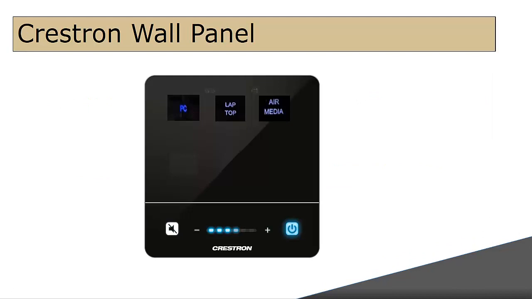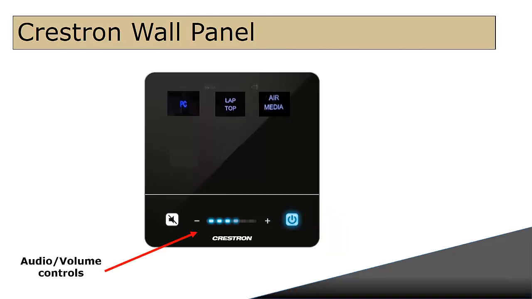Let's discuss the elements and navigation of the Crestron wall panel you will find in each recently updated classroom. The wall panel is motion and touch activated. The power button is located in the lower right-hand corner. The audio controls are located in the lower left corner of the wall panel. The button farthest to the left is the mute button. Volume of projected content may be decreased by touching the minus sign or increased by touching the plus sign.